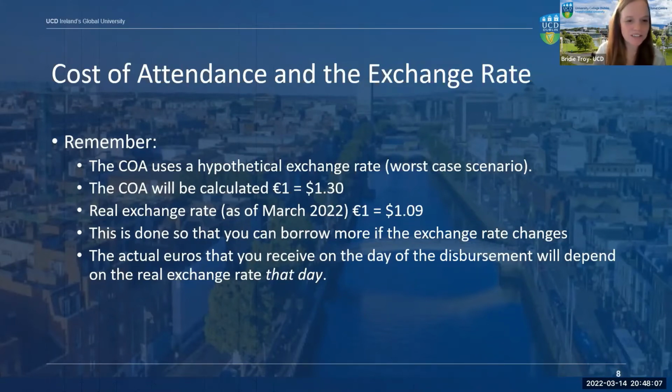Sorry, oh great, we got a question. The actual euros that you receive on the day of disbursement will depend on the real exchange rate that day, not this hypothetical exchange rate. This hypothetical exchange rate is only used to calculate your COA letter. But when you actually receive these loans, it will be calculated at the $1.09 amount or whatever it is in September.